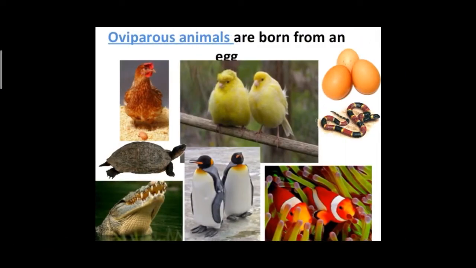And the next one is oviparous animals. We have learned some examples of egg laying animals. So oviparous animals means egg laying animals, and these are the examples. Oviparous, O looks like an egg. So we can remember it like that. Oviparous, the animals which develop from an egg.